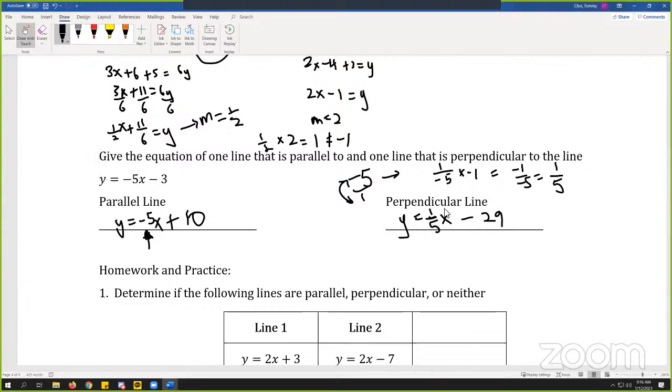Okay? We could check that by doing 1 over 5 times negative 5. And that's going to give us negative 1, which is what we want. Okay?